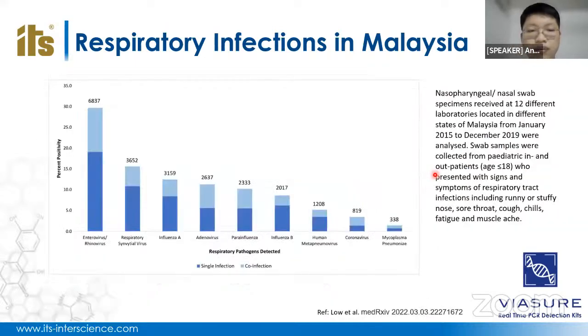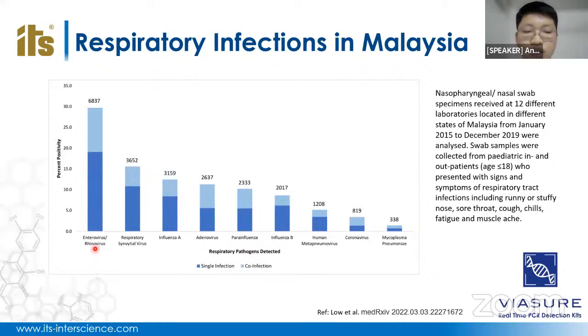Okay, and then there's another study. This is nasopharyngeal swabs received at 12 different laboratories located in different states in Malaysia from January 2015 to 2019. Swab samples were collected from pediatric inpatients and outpatients less than 18 years old, with symptoms of respiratory tract infection, including running and stuffy nose, sore throat, cough, chills, fatigue, and muscle ache. A similar pattern can be seen here.